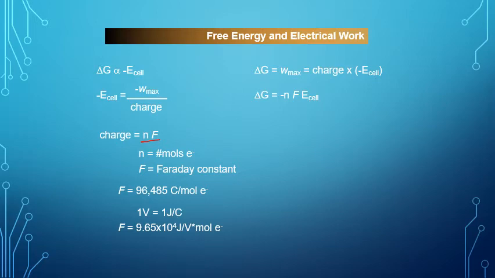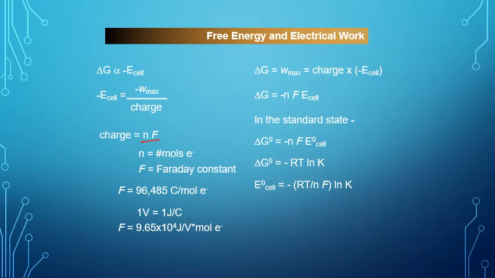So we can look at these relationships here. In the standard state, we know that delta G naught is equal to negative nF Ecell, and we also can now relate this to equilibrium. Delta G naught is equal to negative RT ln of K, and if we combine these two concepts together, we can get the Ecell and its relationship to the equilibrium constant by using negative RT divided by nF times the ln of K.